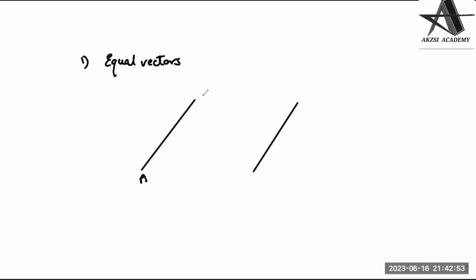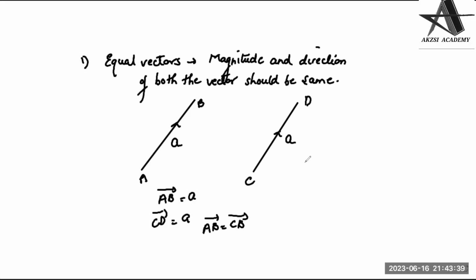So if it's A to B and its magnitude is A, and C to D, its magnitude is A again, I can clearly see that they are both moving in the same direction. You can clearly see as well that their value is also the same. So ultimately I can say that both the vectors are equal vectors.